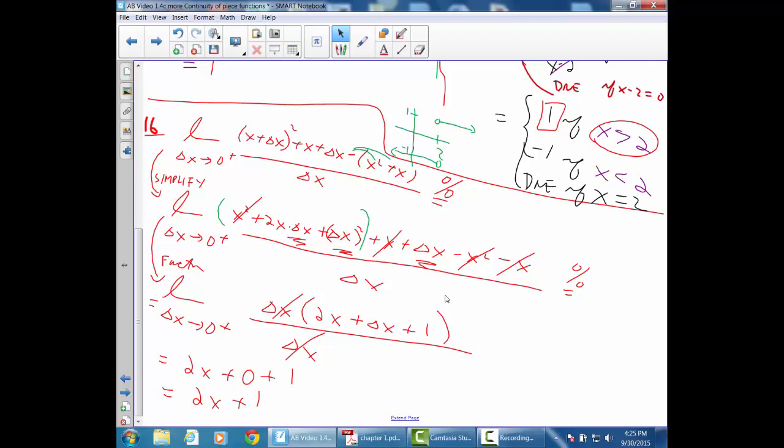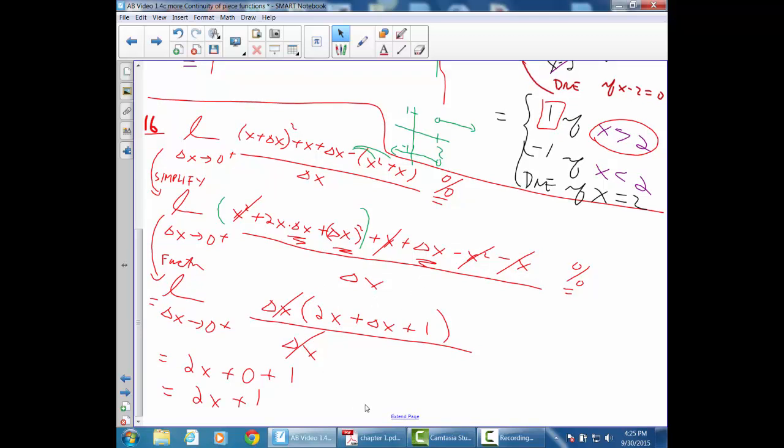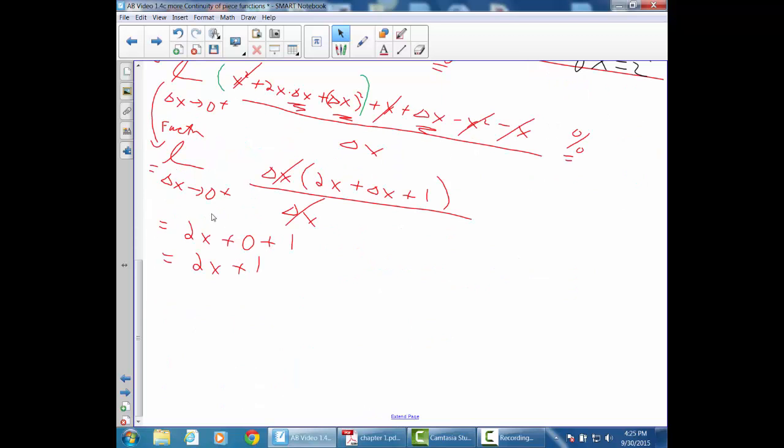So what happens is the x's cancel, the x squares cancel, and then you notice that each one of the 3 terms left has a delta x. Because again, if I did plug in delta x equals 0, I'd have 0 plus 0 plus 0 over 0. So they have a common factor of delta x. Pull it out, you're left with 2x plus 1 of those delta x's plus 1. The delta x's cancel. And remember, you're replacing delta x by 0, not x by 0. So the 2x plus, replace delta x by 0, plus 1, you get 2x plus 1.